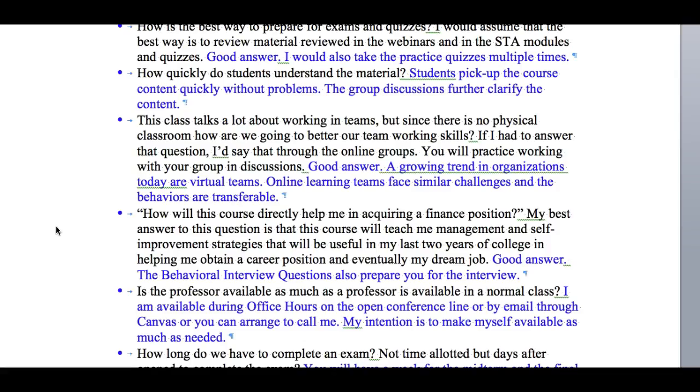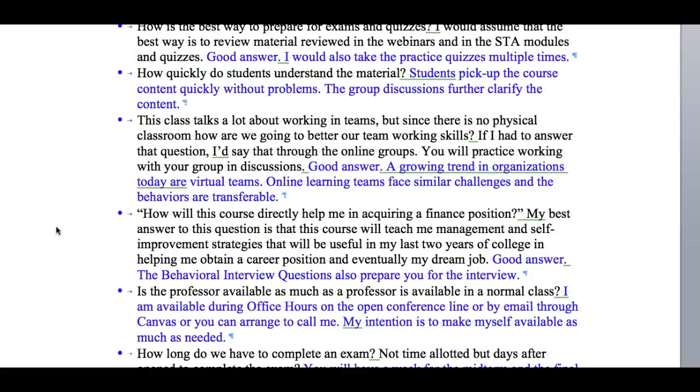How quickly do students understand the material? Students tend to pick up the course content quickly without problems. In other words, it's not complicated to understand. You just have to study it. And the group discussions further clarify the content, so you'll find that helpful.